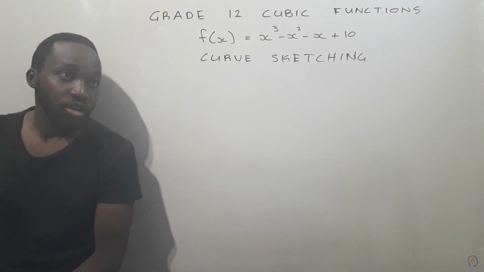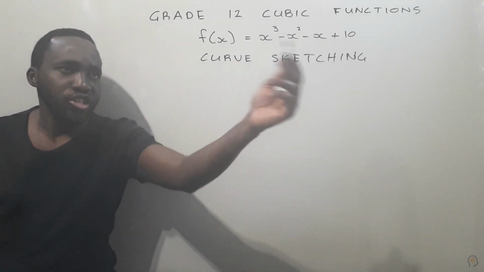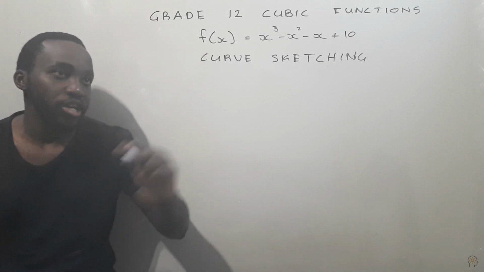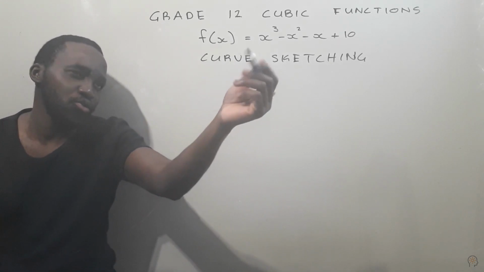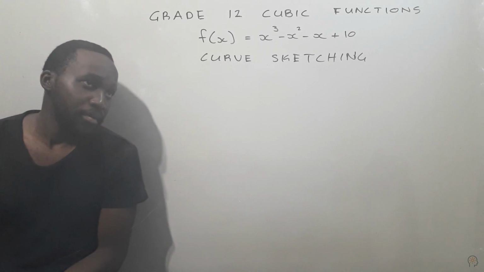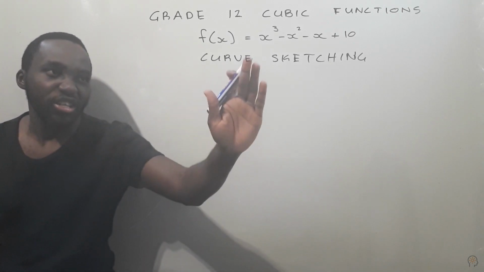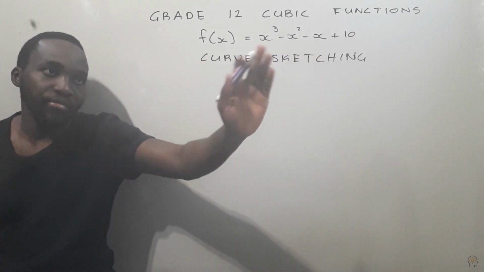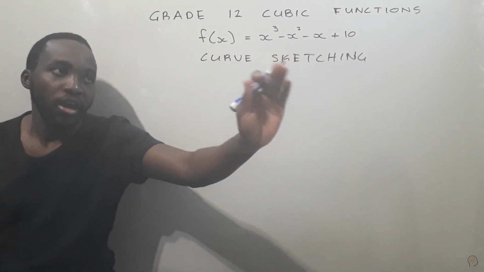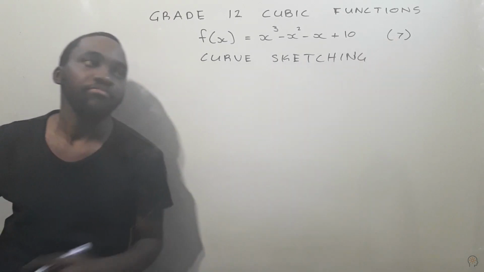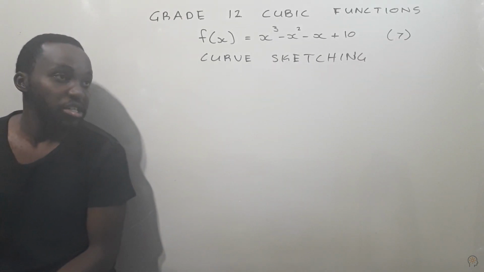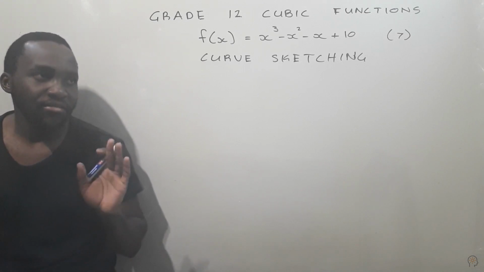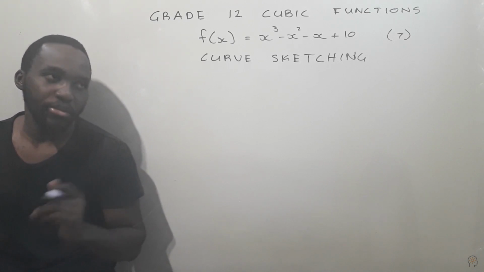With curve sketching, in our case, we're referring to sketching a cubic graph. Whenever you are asked to sketch a cubic graph, say here we have f of x equal to x cubed minus x squared minus x plus 10. This is just a basic cubic graph. A question like this could easily be 7 marks, 6 maybe, 8 would be overkill, but I would say a rough average is 7. 6 is also a bit common.